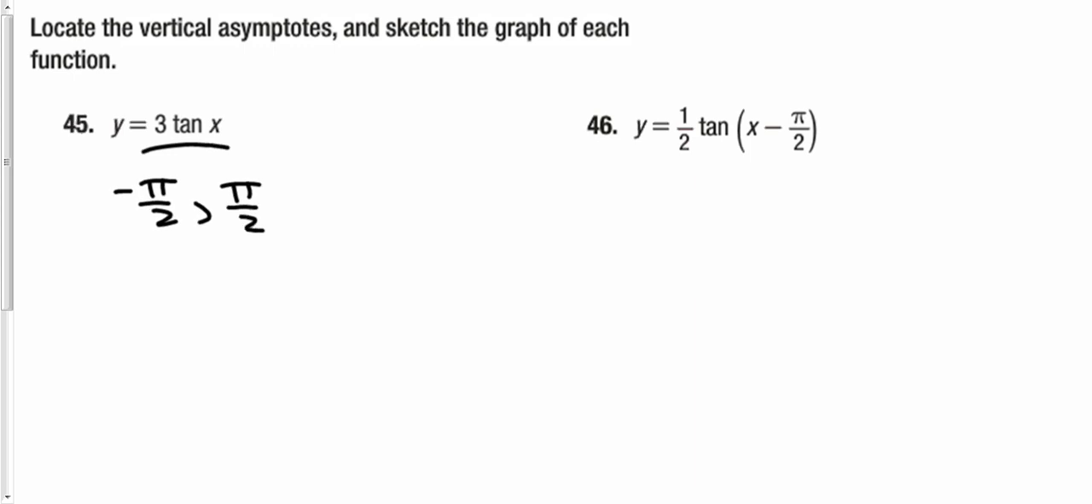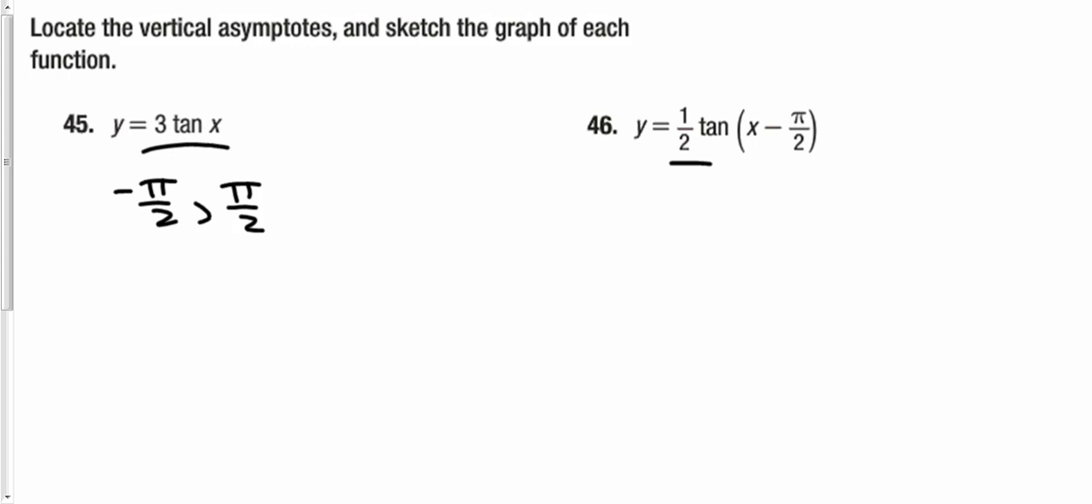Right? Since tangent is sine over cosine, it has an asymptote anywhere that cosine is equal to 0. All the places where cosine is equal to 0, tangent is going to have an asymptote. And that's the same thing for 46, right? Tangent still, the 1/2 doesn't change my asymptotes. Okay, so tangent is still going to have an asymptote every pi over 2.